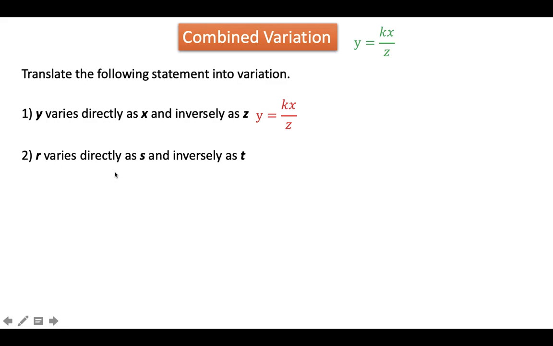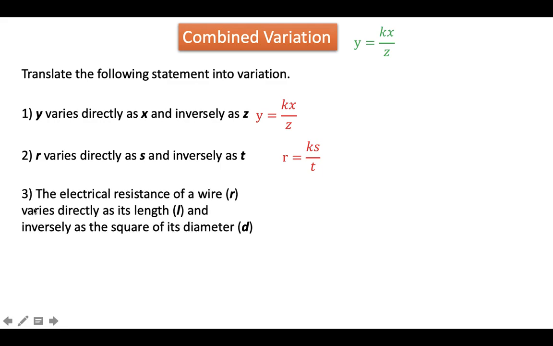Given r varies directly as s and inversely as t, it is translated as r is equal to k times s over t, where k here is the constant. In another example, the electrical resistance of a wire, R, varies directly as its length, L, and inversely as the square of its diameter, D. So it is translated as R is equal to K times L over D squared.